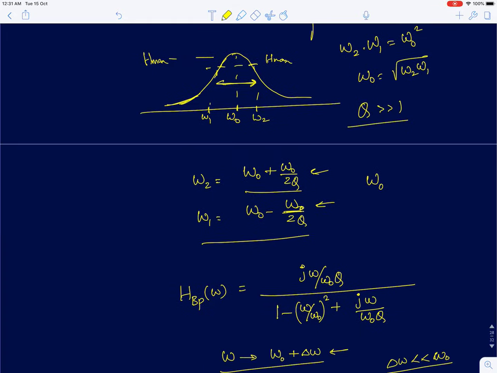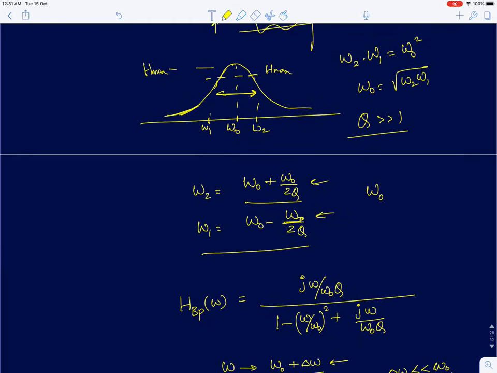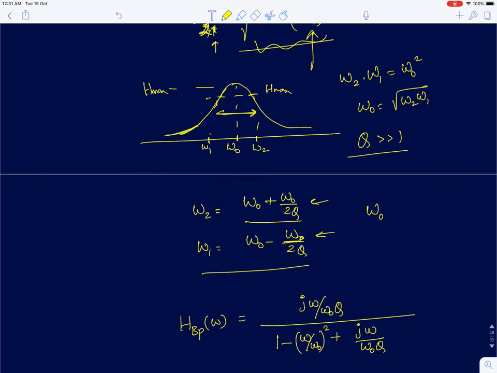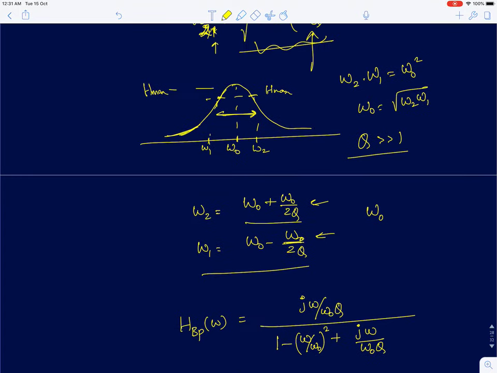Now we have defined another important parameter, which is the 3 dB bandwidth. To define a bandpass characteristic, we need to know the peak gain and the frequency at which it attains the peak gain. We also define another parameter, which is the 3 dB bandwidth, the two frequencies where the gain becomes 1 by root 2 of its peak value.